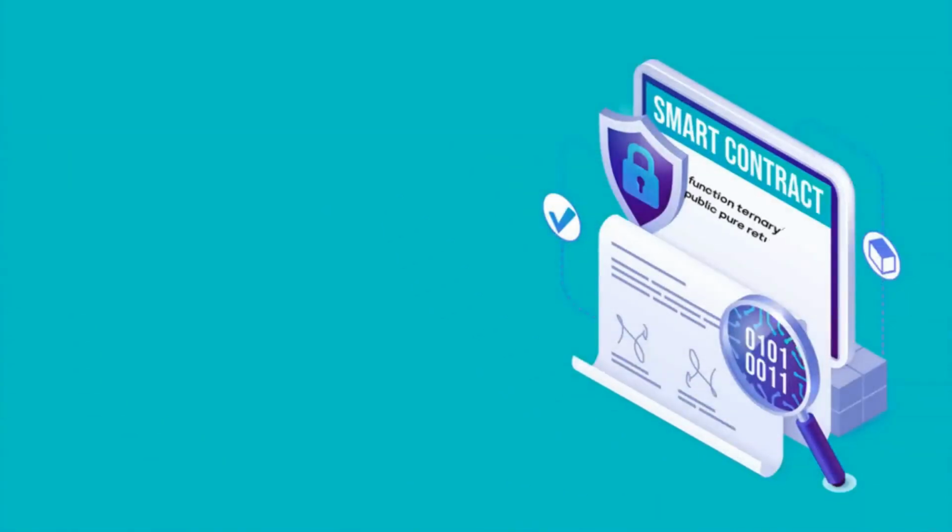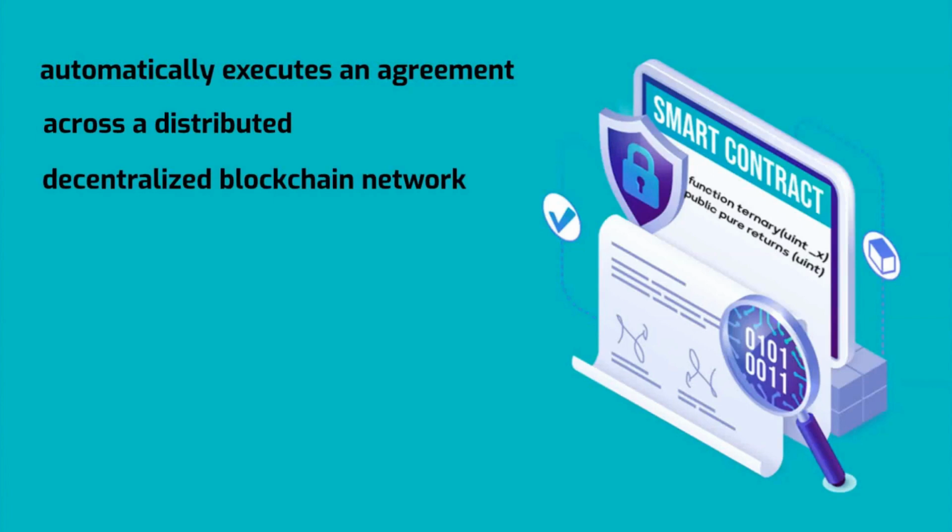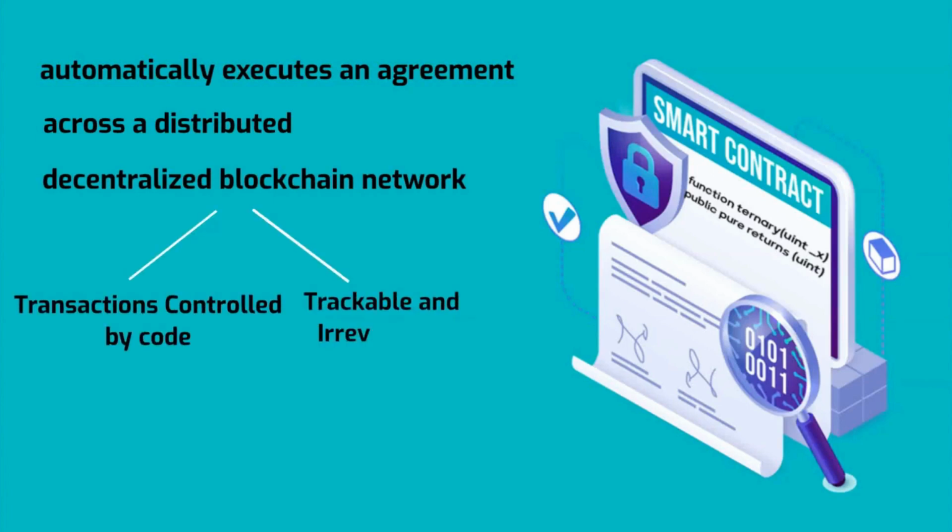Today, I'll be sharing with you some important facts about smart contracts and how they work. Smart contract is a term used to describe computer code that automatically executes all or parts of an agreement. This self-executing contract has the terms of the agreement between buyer and seller directly written into lines of code. The code and agreements exist across a distributed, decentralized blockchain network. The code controls the execution, and transactions are trackable and irreversible.